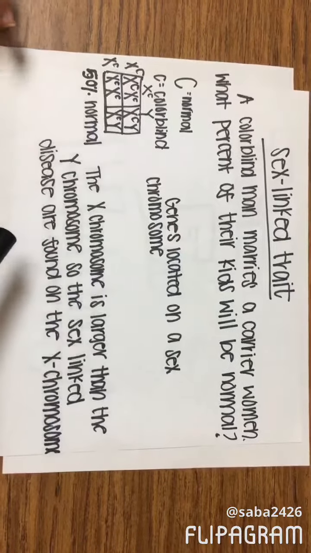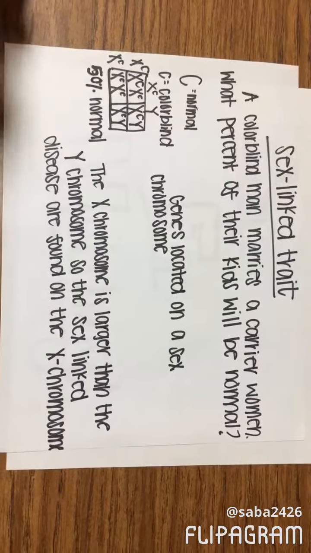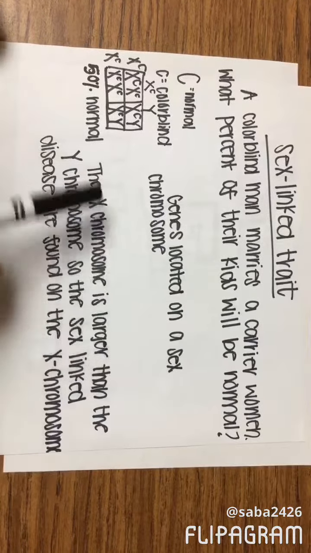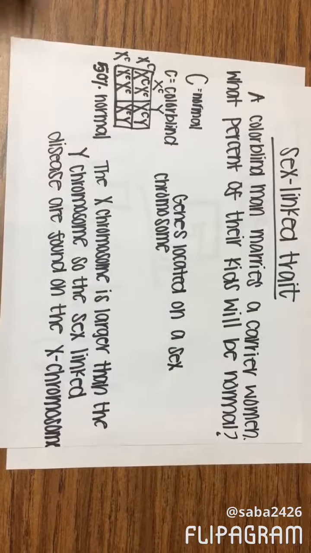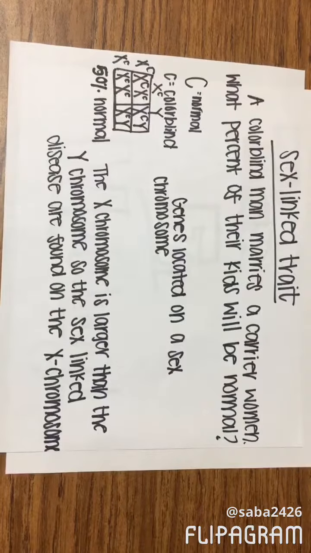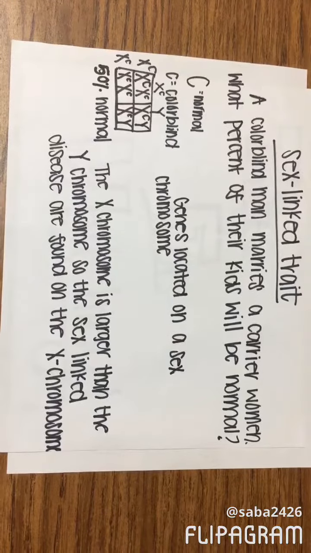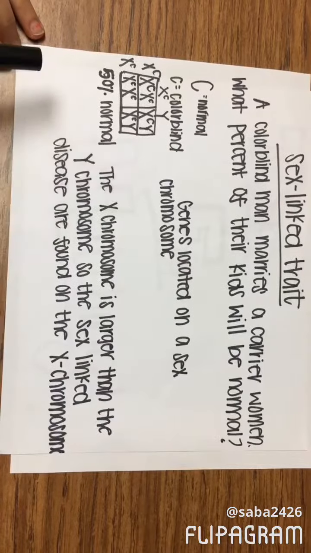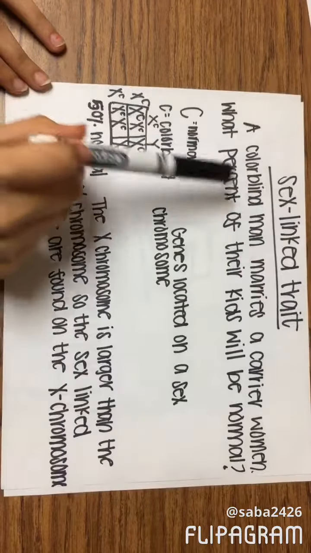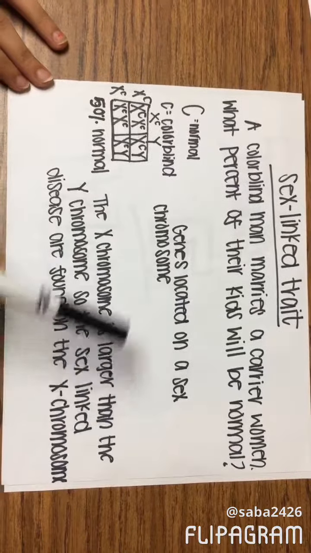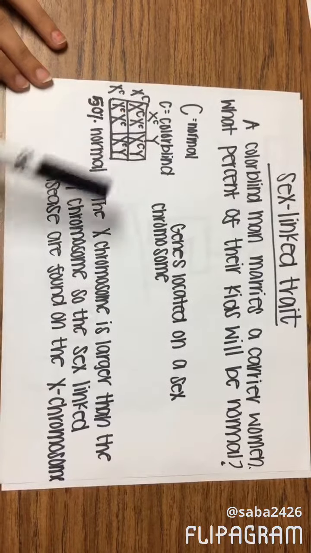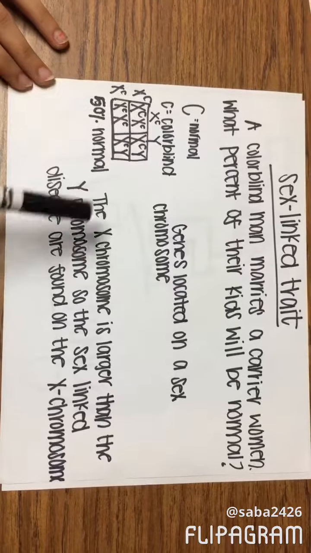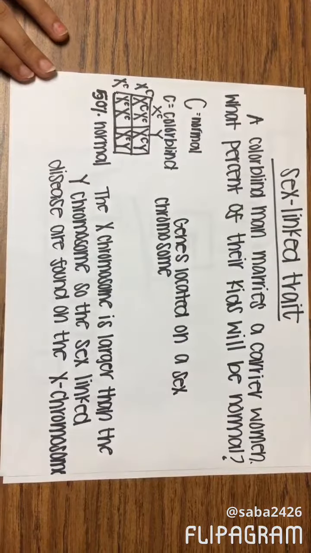Sex-linked trait. A colorblind man marries a carrier woman. What percent of their kids will be normal? Since the genes are located on a sex chromosome, and the X chromosome is larger than the Y chromosome, the sex-linked diseases are found on the X chromosome. So we're going to be using capital C for normal and lowercase c for colorblind. Since the man is colorblind and the woman is a carrier, the man is going to have a lowercase c next to his X, and the woman is going to have an uppercase C and a lowercase c, which turns out to be 50% normal.